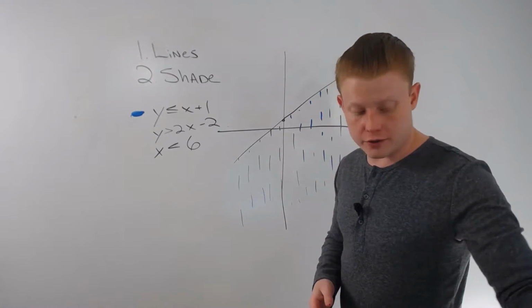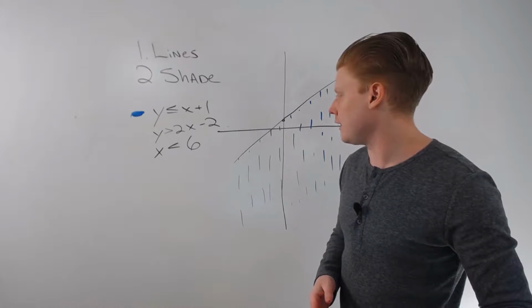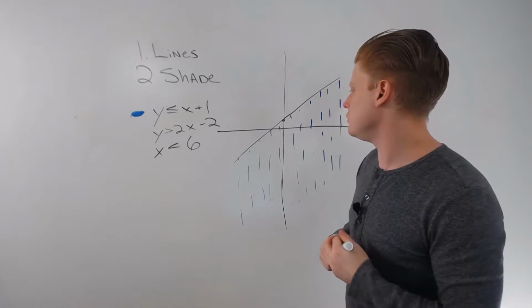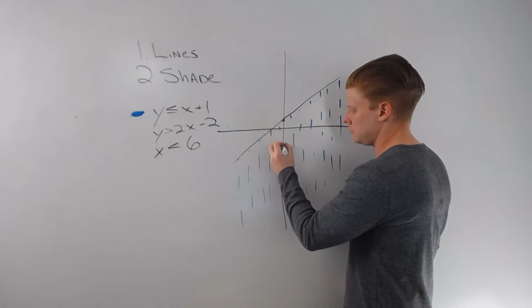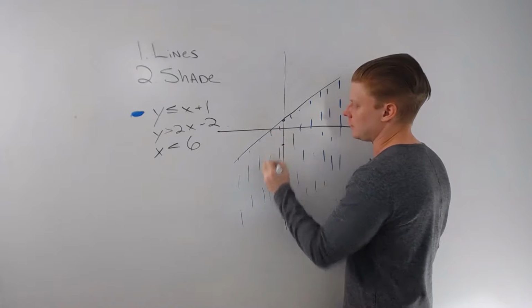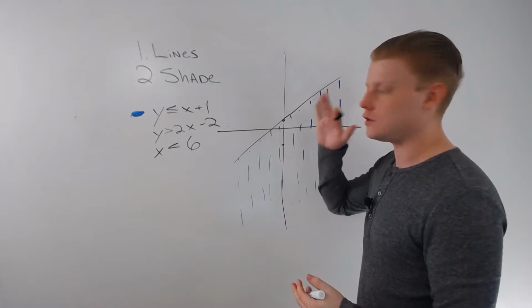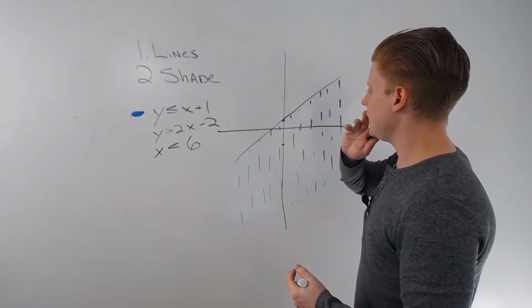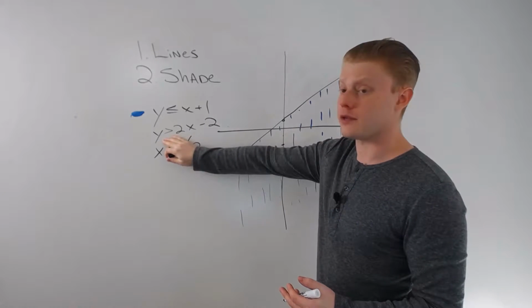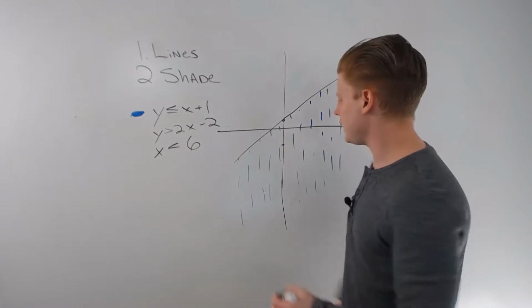Y is greater than 2x minus 2, okay? Well, 2x minus 2, that's going to start at negative 2. So let's say that's here. And 2x is going to be somewhat steeper, right? But it's greater than, but it's not greater than or equal to. So I'm going to have a dashed line.